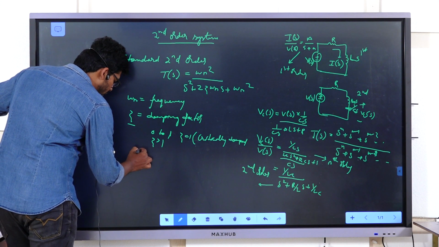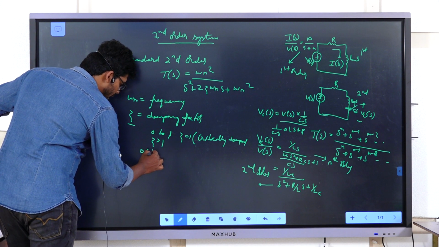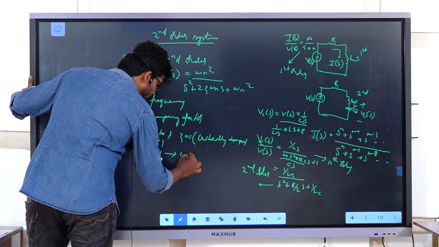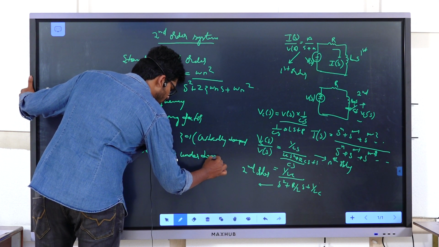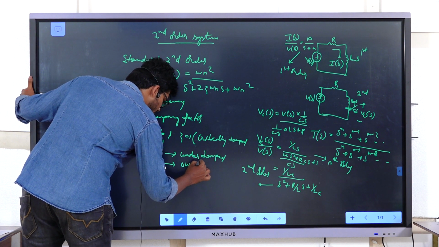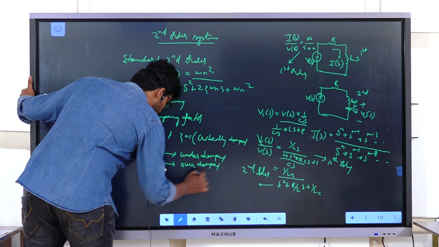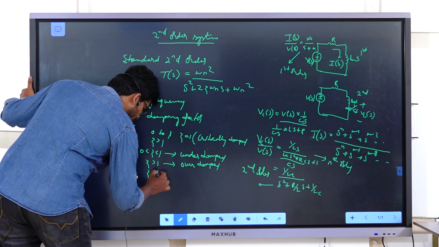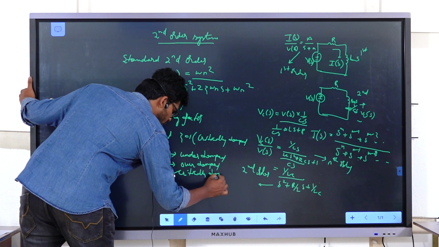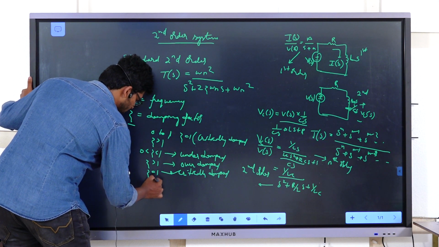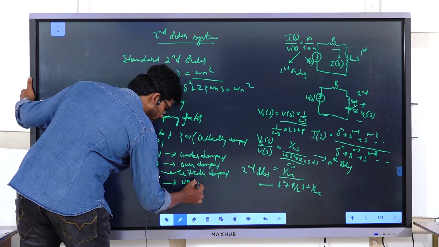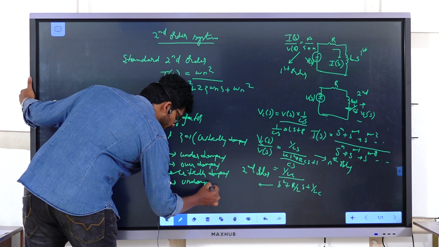If the damping is in between 0 to 1, it is said to be underdamped. If zeta is greater than 1, it is overdamped. If zeta is equal to 1, it is critically damped. And if zeta is equal to 0, it is undamped, so no damping at all.